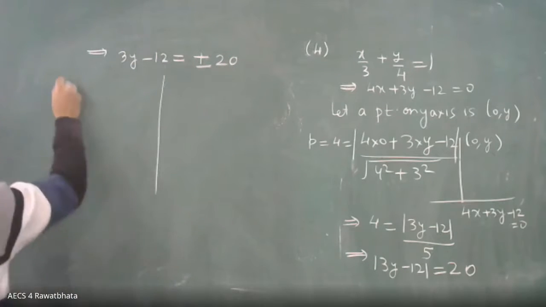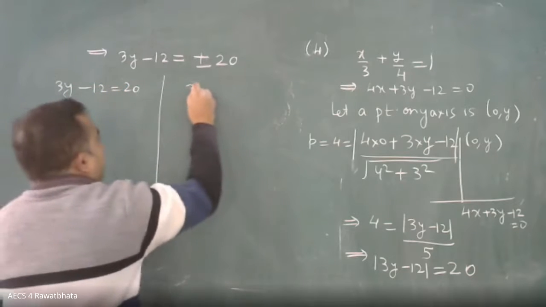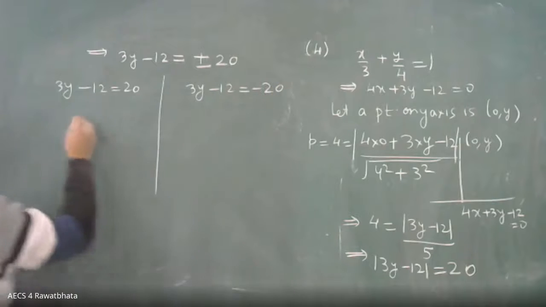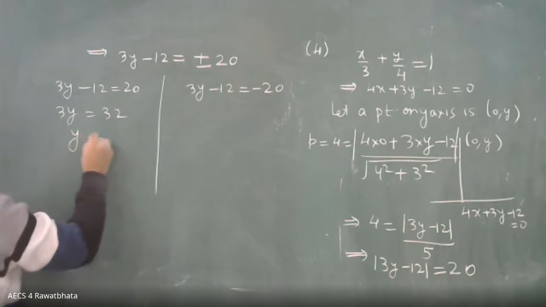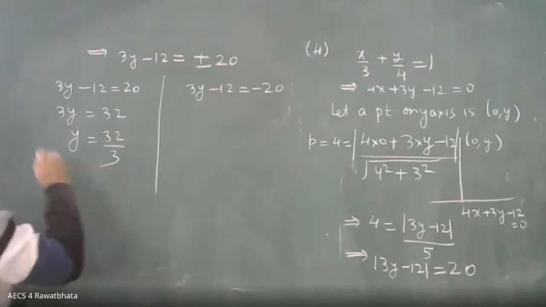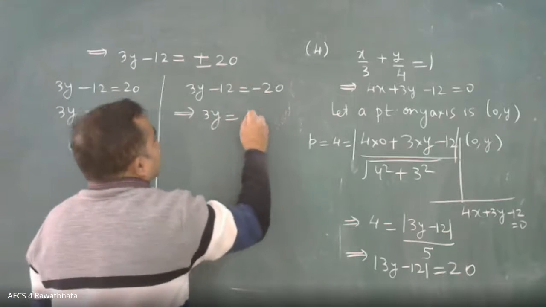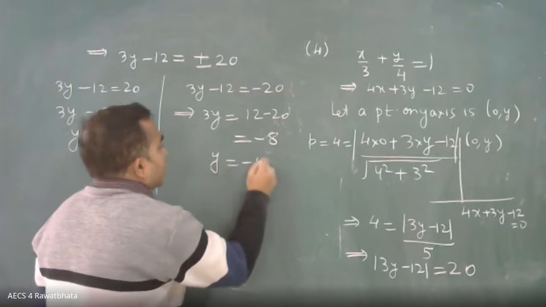Two cases, 3y minus 12 equal to 20. And the other case, 3y minus 12 equal to minus 20. Get the value of y. This will give you 3y equal to 32 or y equal to 32 upon 3. And this will give you 3y equal to 12 minus 20. How much 12 minus 20? Minus 8. So y is equal to minus 8 upon 3.